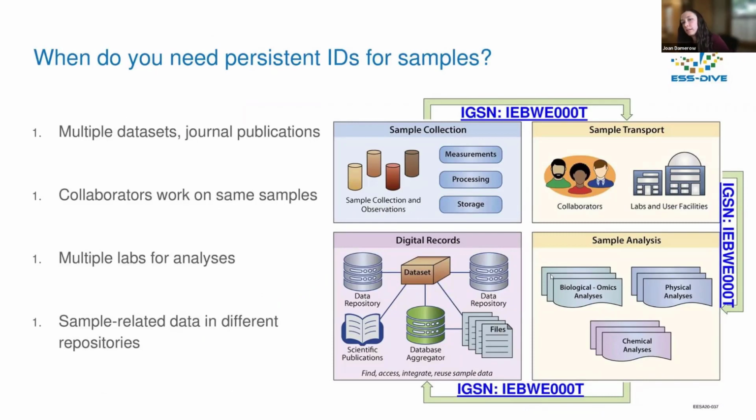So in some cases, a locally unique and meaningful project sample name may be sufficient. But there are many cases where IGSNs are most useful, and that includes when projects have samples used in multiple data sets and journal publications, samples that may be sent to numerous collaborators who work on the same samples or maybe add data over time, samples that are sent to multiple labs for a variety of different analyses, or published in different data systems or repositories.